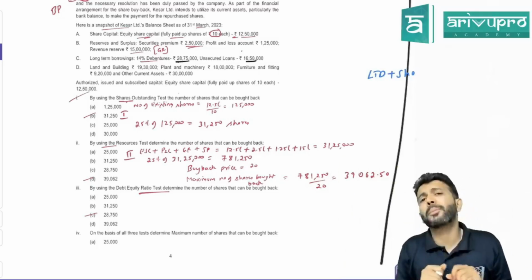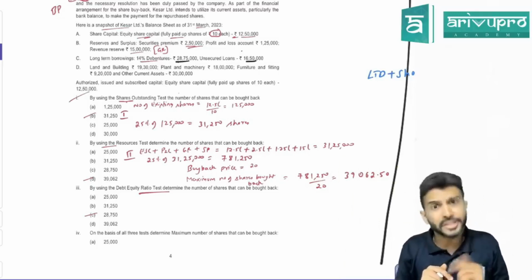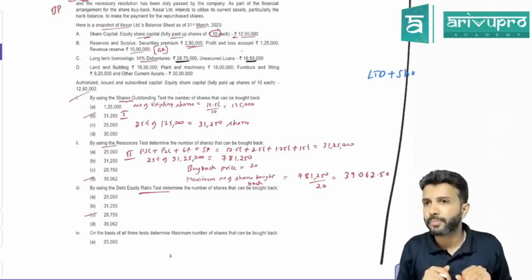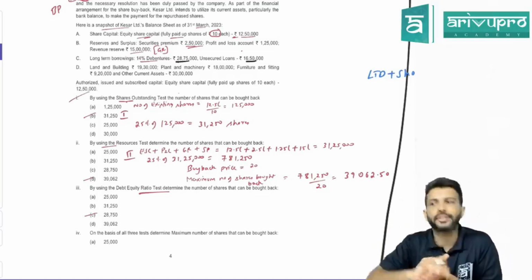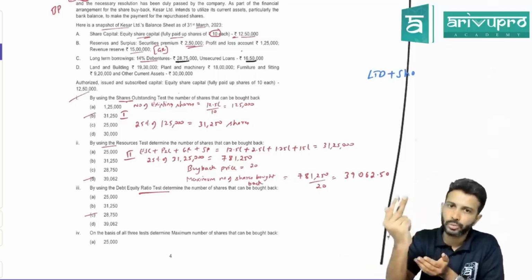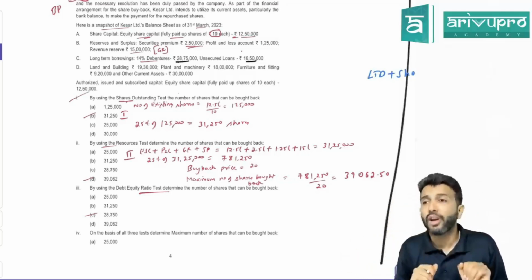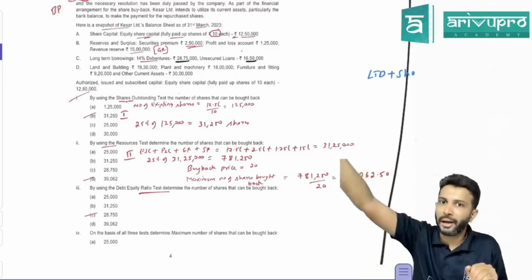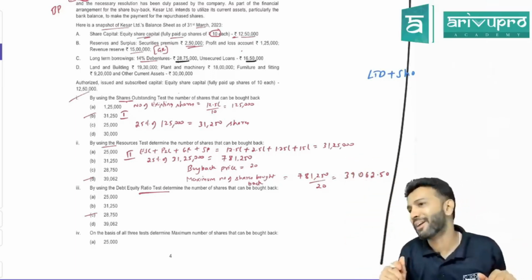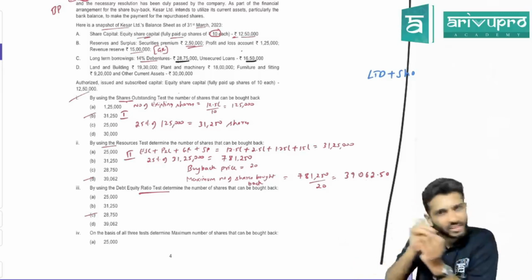Do you know the number of shares bought back? No. That means, can you calculate the debt equity ratio? The condition is that the debt equity ratio after buyback should not cross 2. Maximum it can be 2. But do you know the buyback? No, that only we are trying to find out. So the condition says after buyback, and we don't know how many shares we are buying back. How do we do this? This is not straightforward.